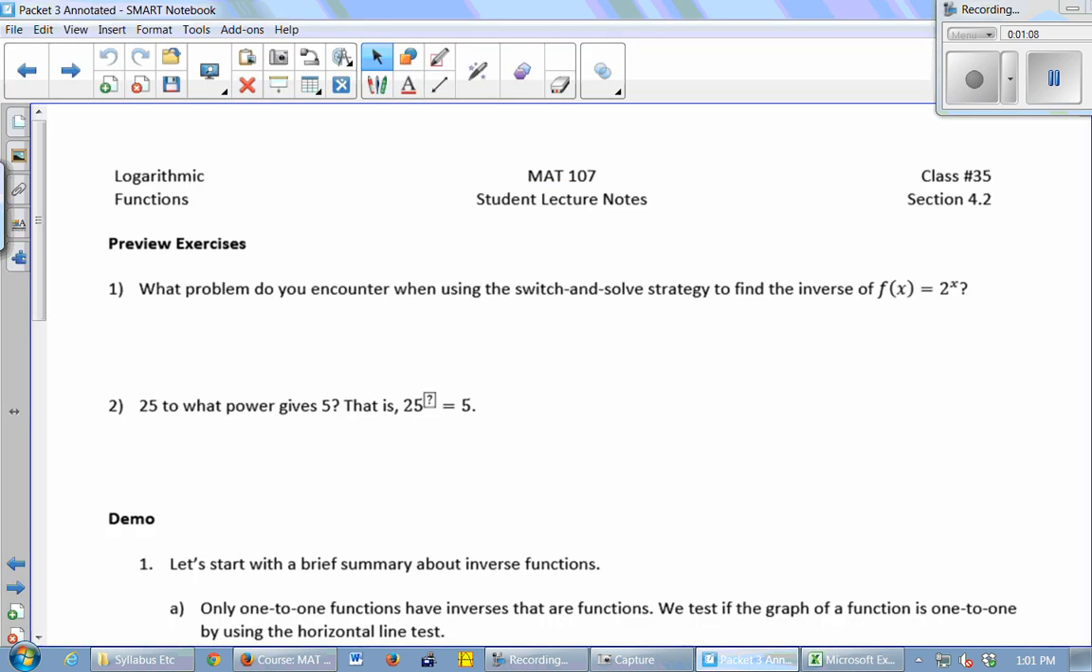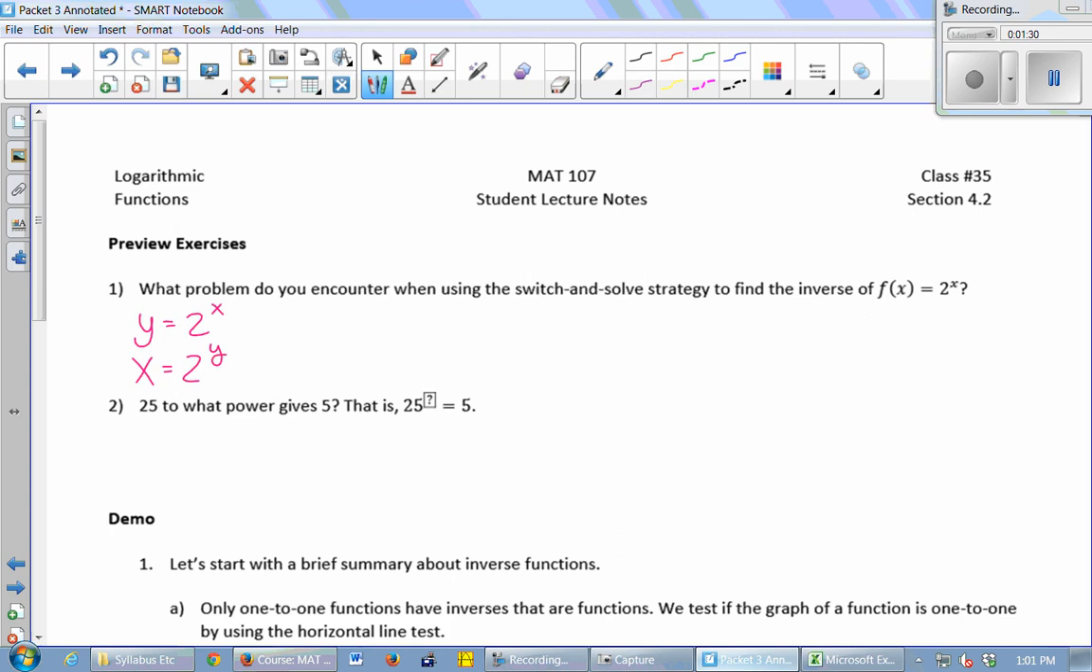All right, so let's look at class 35, log functions. Do you guys remember the switch and solve strategy when you're trying to find the inverse of a function? The first thing you did was replace the f of x with a y. Then you make all the y's x's and the x's y's. So it was x equals 2 to the y. And then the last step is to solve for y, right?